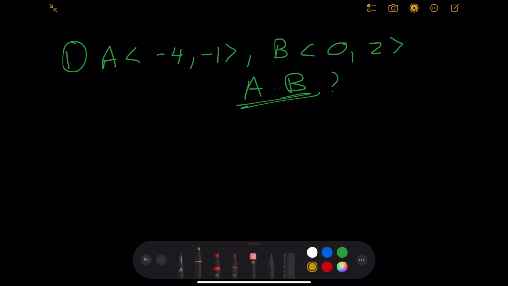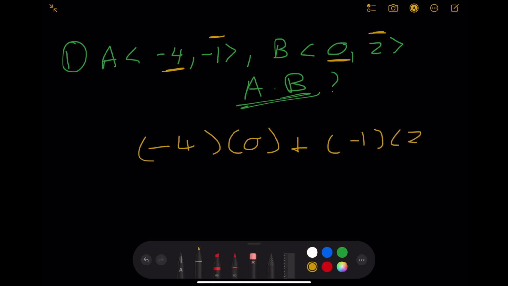You could pause it and then try and calculate it yourself. If not, we'll go through it. So you take the first components, so -4 multiplied by 0 plus, and then you take your second components, -1 times 2, and you'll get 0 minus 2 is equal to -2. And that's the answer for this question here.